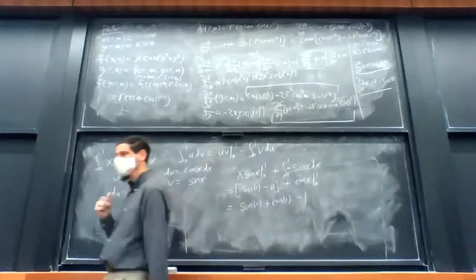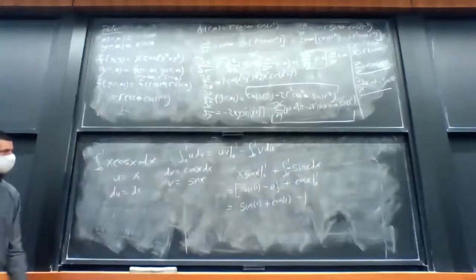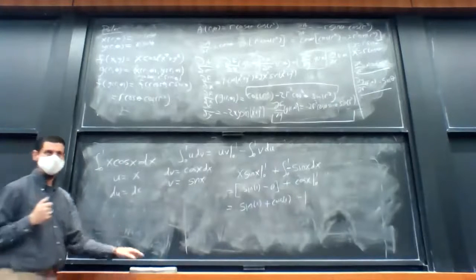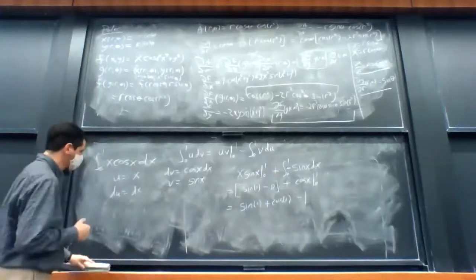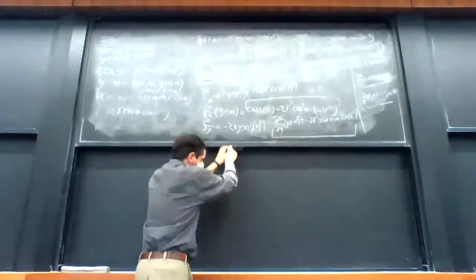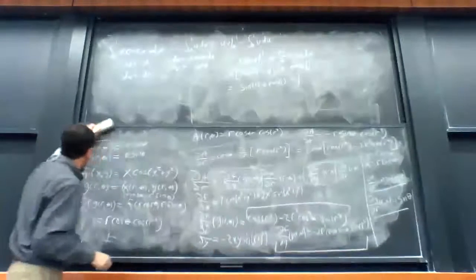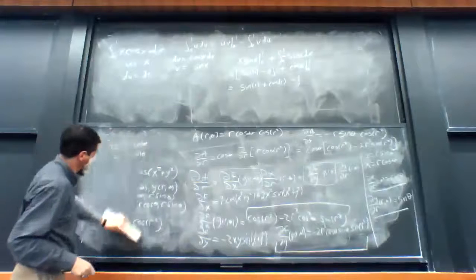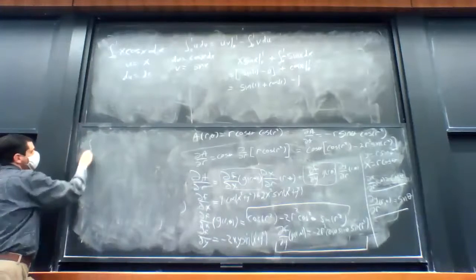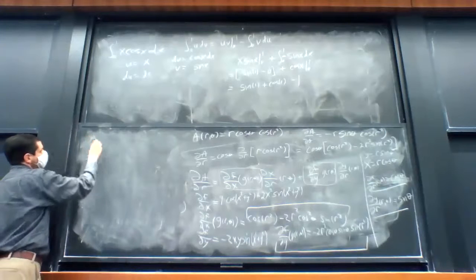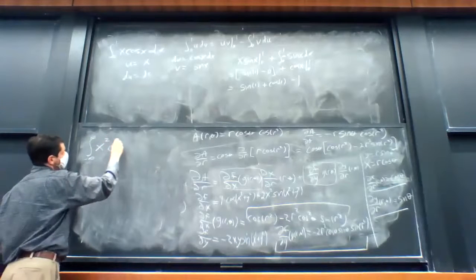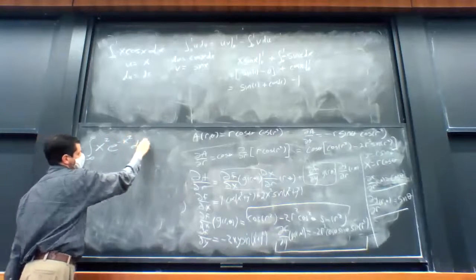I wanted to make the problem a little bit harder. Any questions on this before I make it a little bit harder? Okay, so what we're going to do is I'm going to take a more involved integral. So I'm going to give you now the integral from minus infinity to infinity of x squared e to the negative x squared dx.